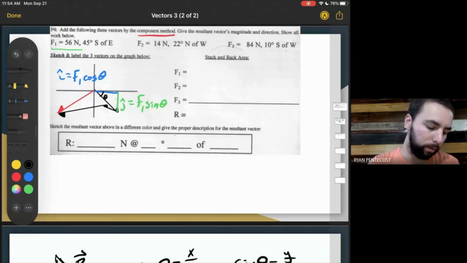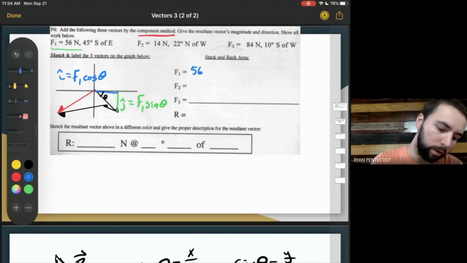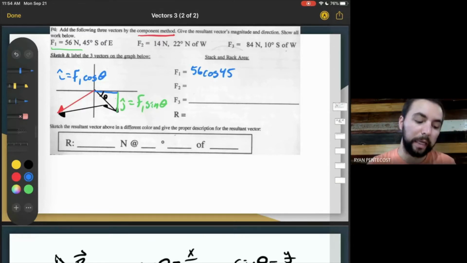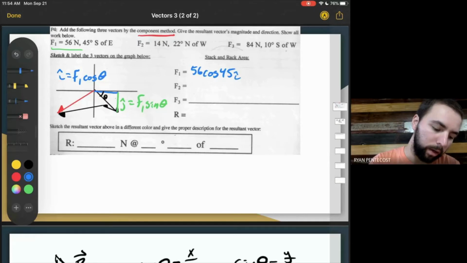So first, we have 56 cosine of 45 degrees. And that is east, right? East is positive in the i direction. But it's south, so that's negative in the j direction. Then we have minus 56 sine 45 j.